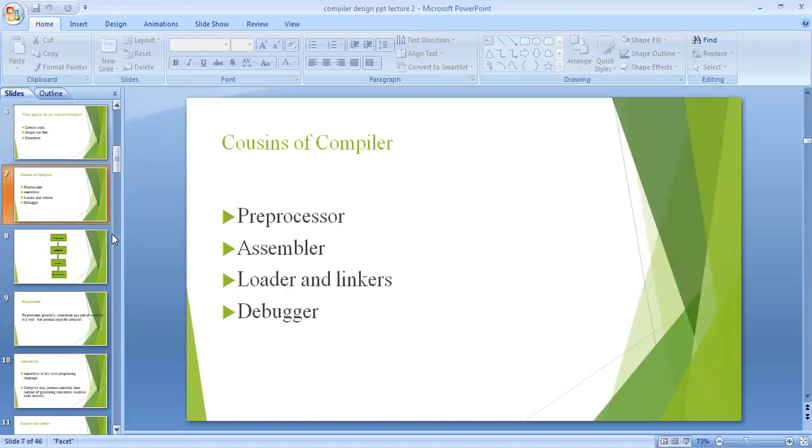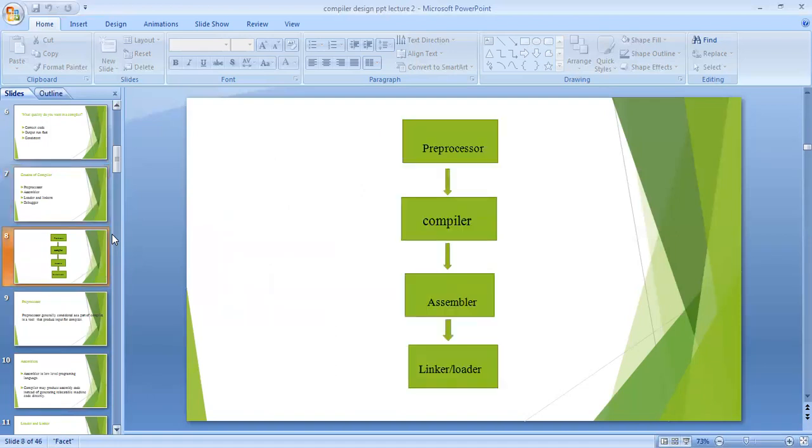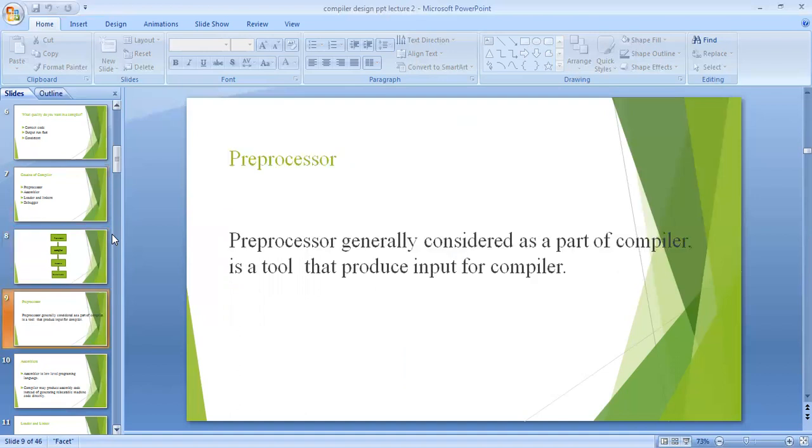Now I'm talking about the cousins of the compiler. We can say that these are the parts used in the compilation process. The cousins of the compiler are preprocessor, assembler, loader, linker, and debugger. Every cousin has some work. This is the processing diagram of the cousins of the compiler. Firstly the preprocessor, then the compiler, then the assembler, then the linker and loader. Now, the preprocessor is generally considered a part of the compiler.